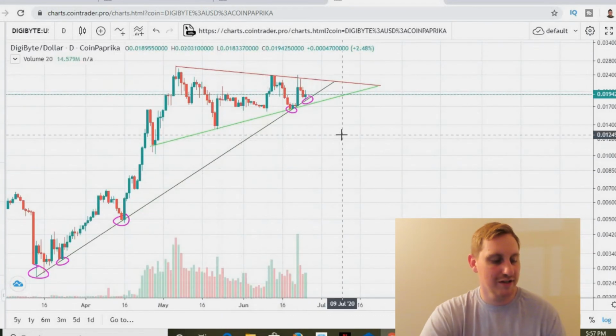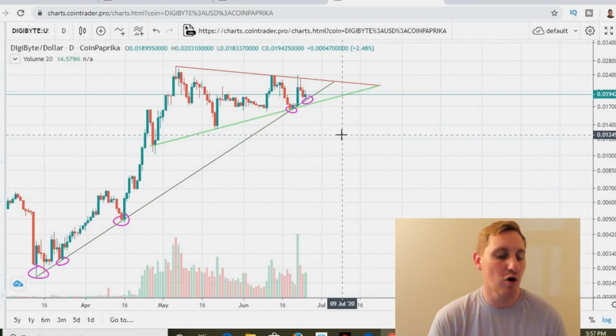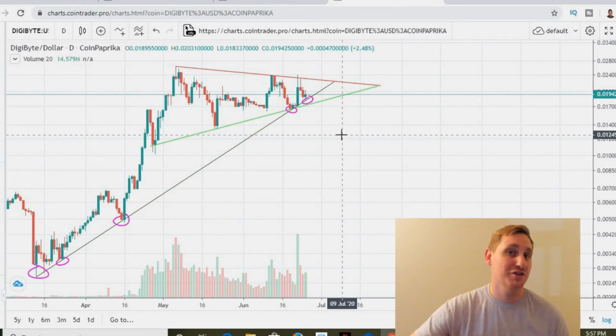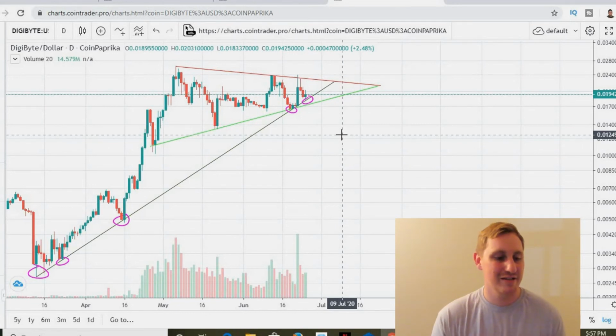Draw that in your own DigiByte charts, and you should have pretty good success calling the bounces or the breakout to the downside of the triangle, or vice versa, the upside. I'm looking toward the upside of this.